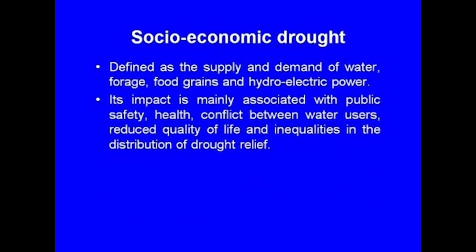The fourth type of drought is socio-economic drought. It is defined by the supply and demand of water, forage, fruit, grains and hydroelectric power. Its impact is mainly associated with public safety, health, conflict with water users, reduced quality of life and inequalities in the distribution of drought relief.